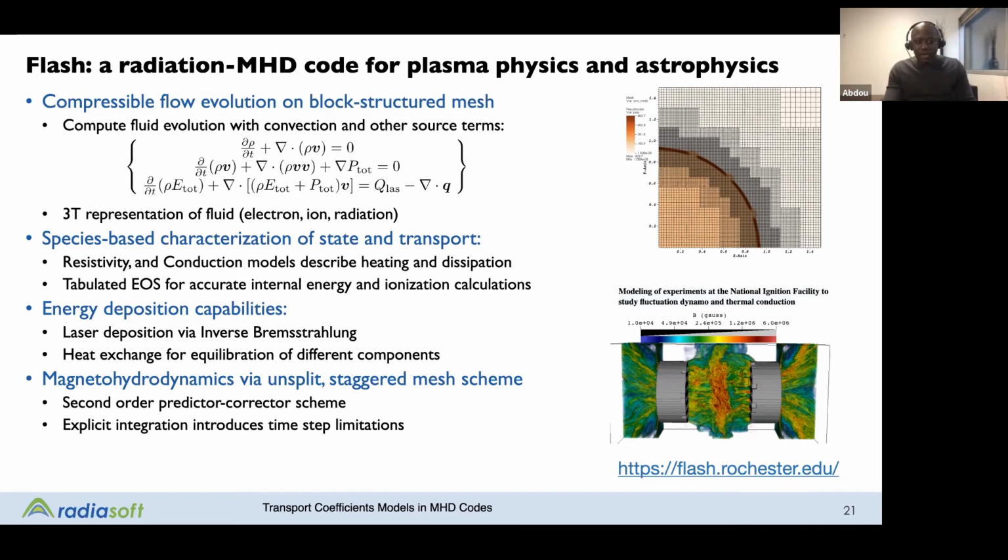In terms of electron-ion relaxation, it has different models. You can use the Spitzer model. They also have the Lee and More model that's quite good for dense plasma. In terms of MHD, it uses an unsplit staggered mesh, second order predictor-corrector. So if you want to access the code in more detail, that's a reference for the Flash Center.